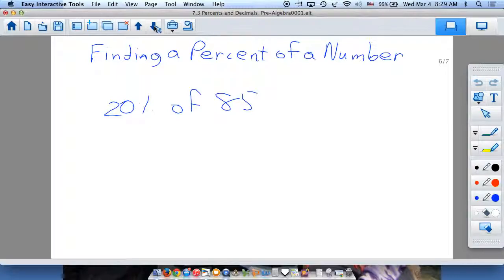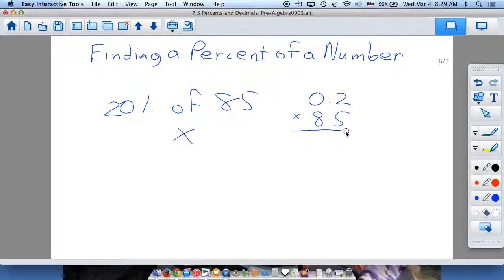Now, the word of means to multiply, right? So if I take 20% of 85, to do this calculation, we're not going to multiply by a percent. We're going to change our percent to a decimal. Okay. So 20% changed to a decimal is 0.20, right? We moved it 2 places to the left. And we're going to multiply that by 85.